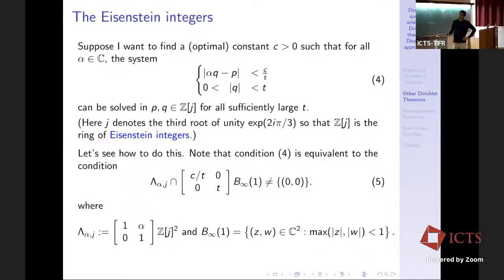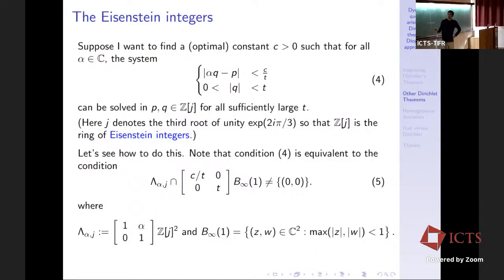Now, maybe I should point out Zj times Zj is a lattice. It's not a covolume 1 lattice. It has covolume 3/4. And you're applying something which has determinant 1 to it. So it's some lattice. It doesn't have covolume 1. Just to point out. And then B infinity 1 is a product of disks in C2. It's just the sup norm ball.